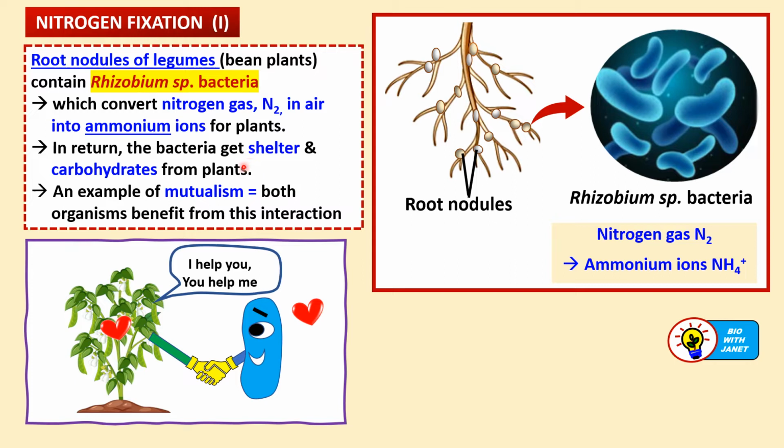And then as a side note, in return, the bacteria get some benefits from the plant also. They get shelter and a place to live, right, inside the root nodules, and carbohydrates from the plants. So this type of interaction is called mutualism, where both organisms benefit from this interaction. All right, this will be discussed in another chapter too. So I help you, you help me. That is the type of interaction between the legumes and the rhizobium species bacteria.